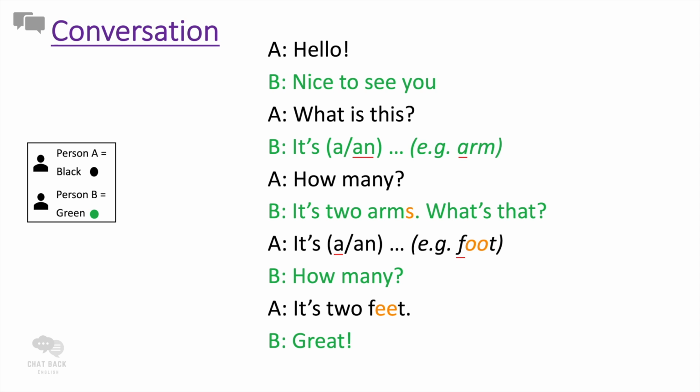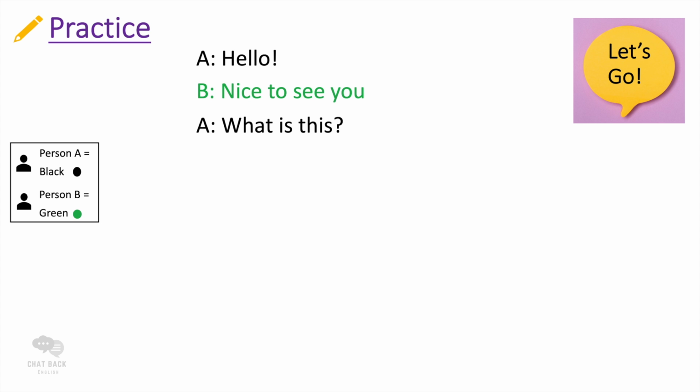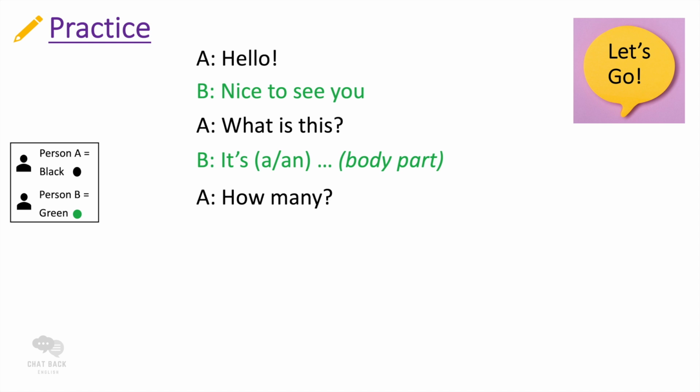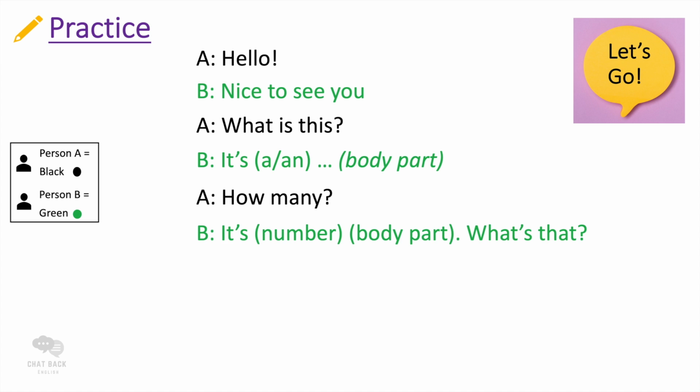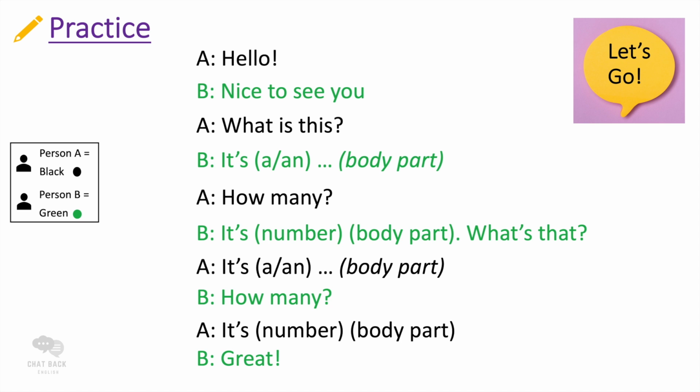Great. So let's practice. I will read green and you can read black. Are you ready? Let's go. Nice to see you. It's a leg. It's 2 legs. What's that? How many? Great. Well done. That's very, very good.